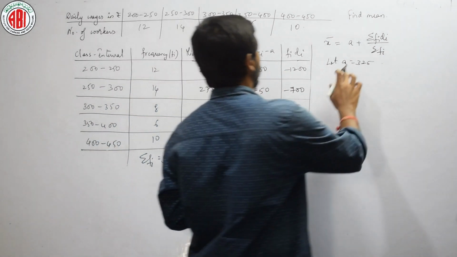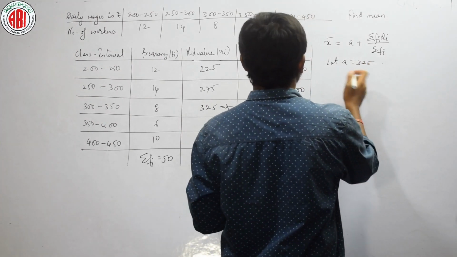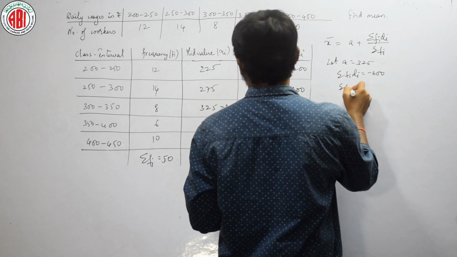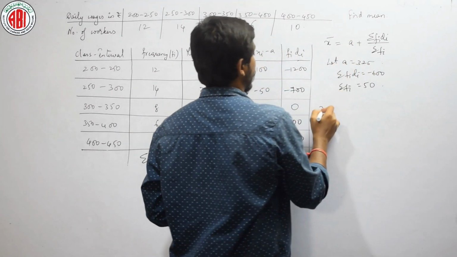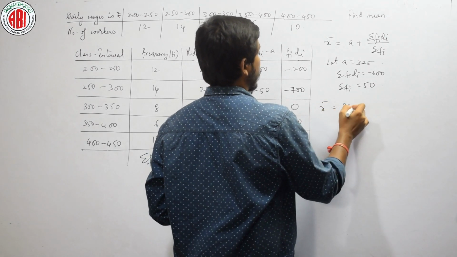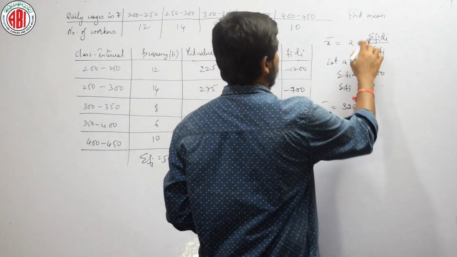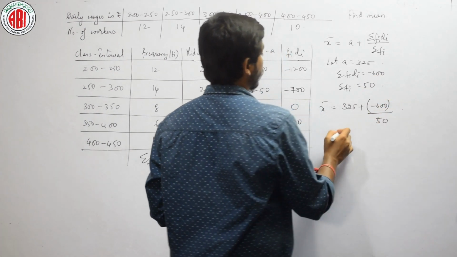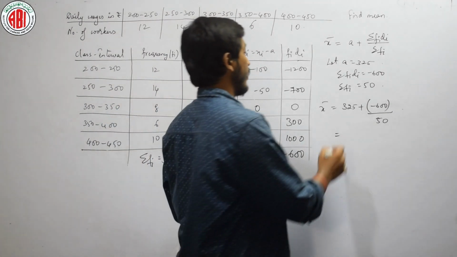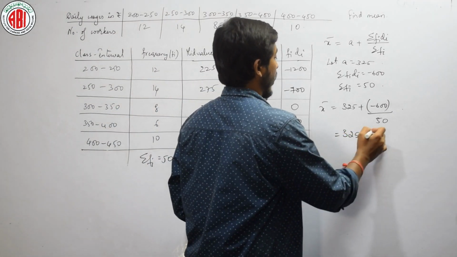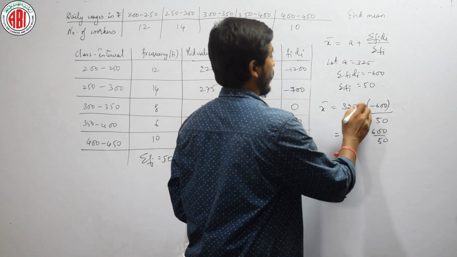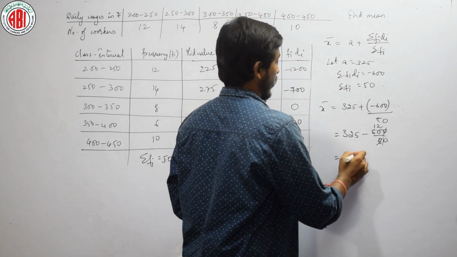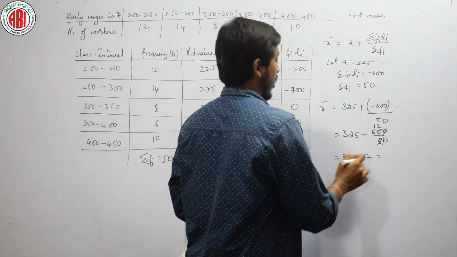Let us substitute. A is 325, summation fi di is minus 600, and summation fi is 50. Mean is 325 plus minus 600 by 50. Now see here, 325 minus 600 divided by 50, the zeros cancel, 5 ones are 5, 12 fives are 60, so it is 12. Therefore, 325 minus 12 is nothing but how much is it?